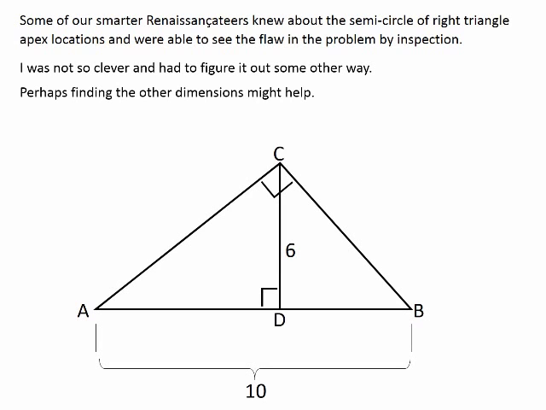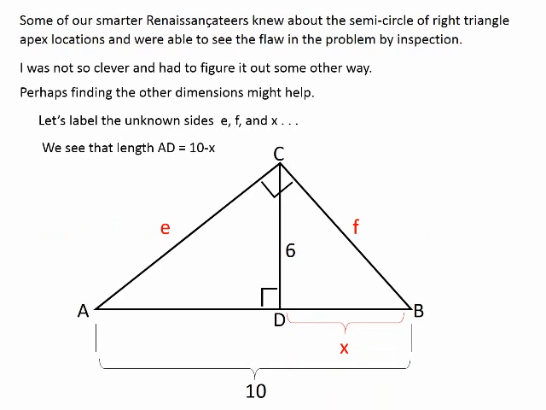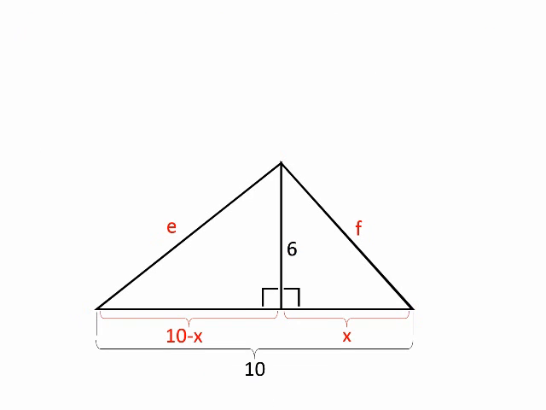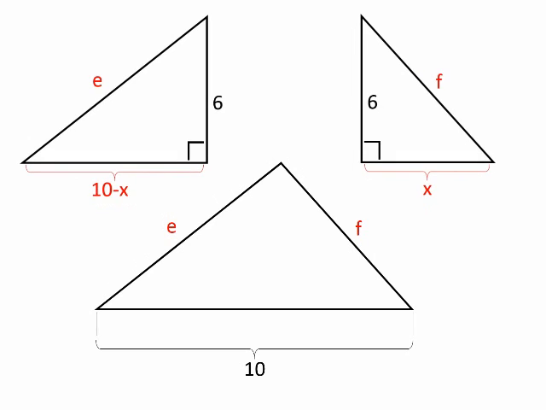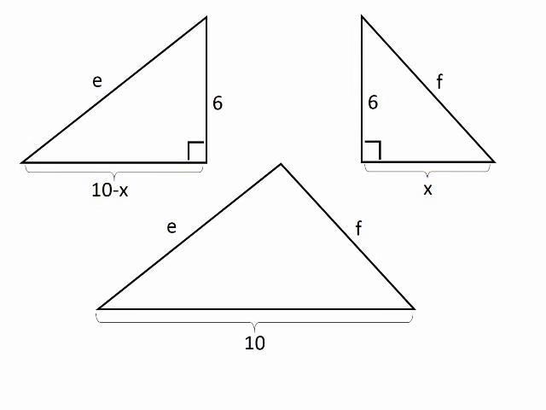Perhaps finding the other dimensions might help. Let's label the unknown sides E, F, and X. We see that the length AD is equal to 10 minus X. And now let's break the figure into 3 separate right triangles. Now we can write the Pythagorean identity for each of these triangles.